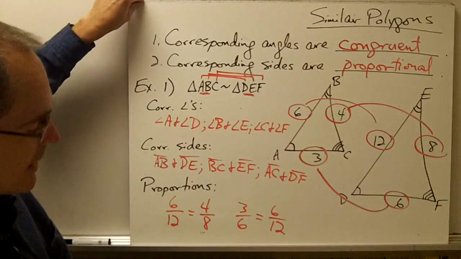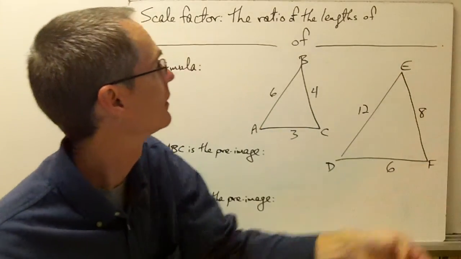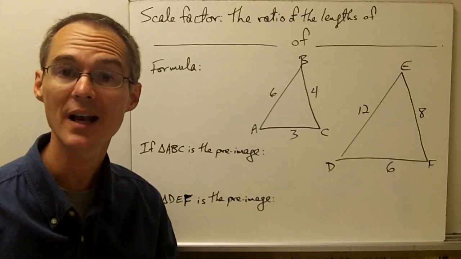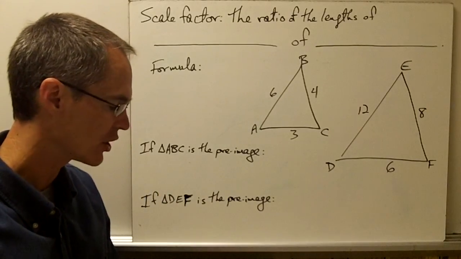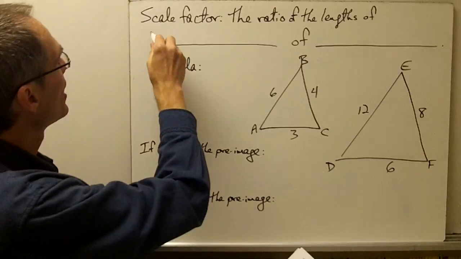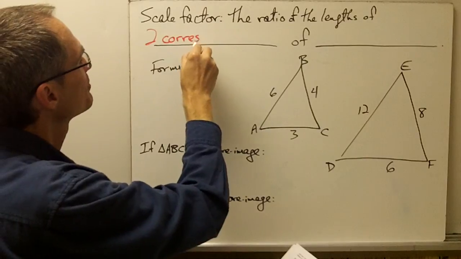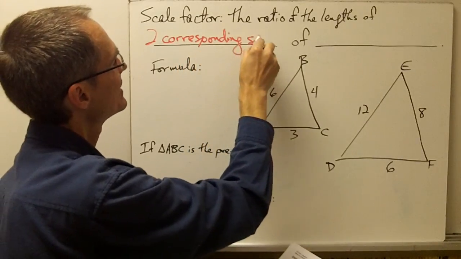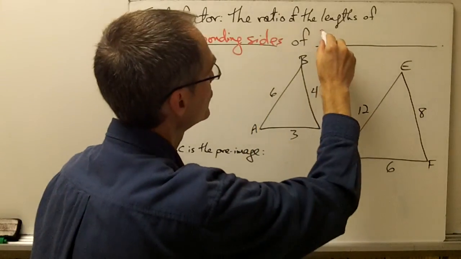Now let's take a look at something that is also important about similar polygons, which is this thing called a scale factor. A scale factor just means the ratio of the lengths of two corresponding sides of two similar polygons.